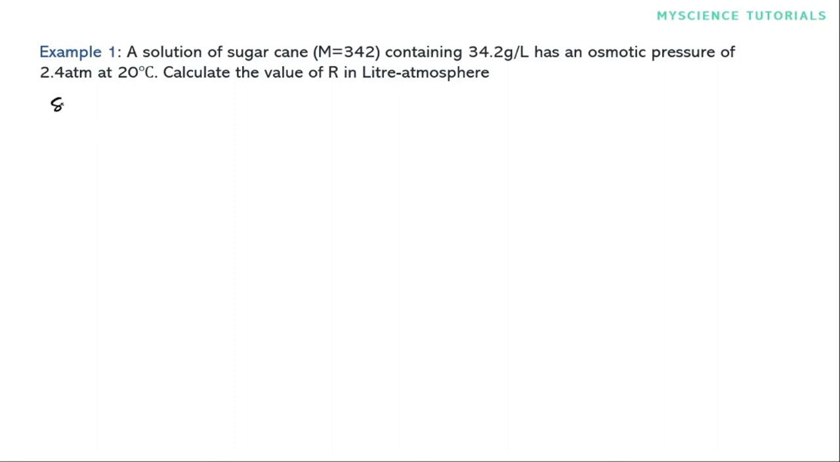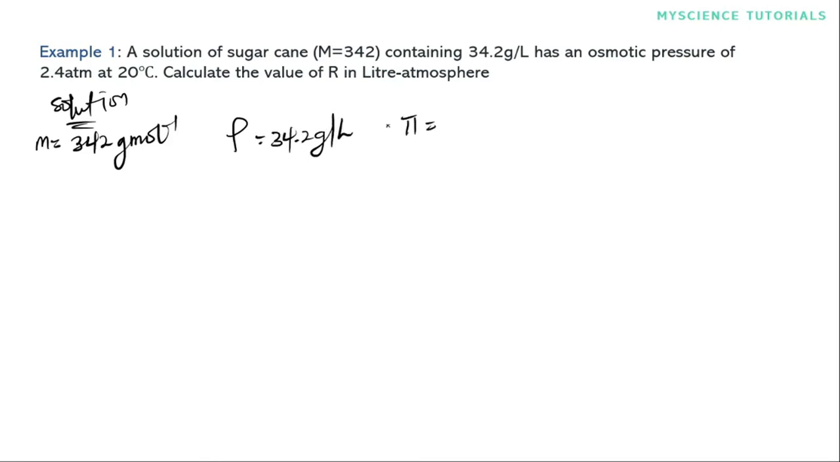So let's first of all write down our solution, and let's look at the parameters that we have. We have a solution of sugarcane, so the molar mass M of sugarcane is 342 gram per mole. And then it has the mass concentration, which is given to us as 34.2 gram per liter. The osmotic pressure, pi, is given to us as 2.4 atm, and the temperature is given as 20, to which we add 273 to get the absolute temperature, which is 293 Kelvin. All right, so if we look at the question, we can see that we have all the parameters that we need. So let's go ahead and see if we can find what the question is asking us.